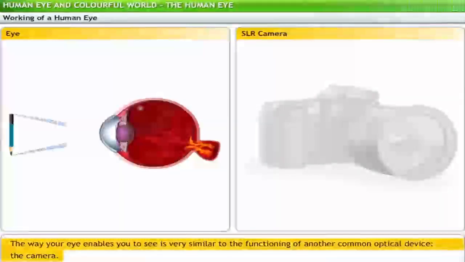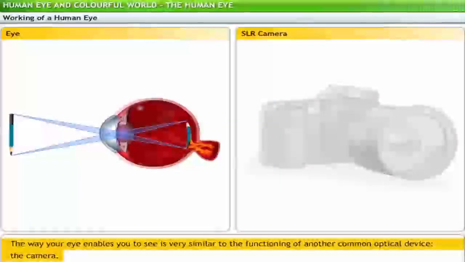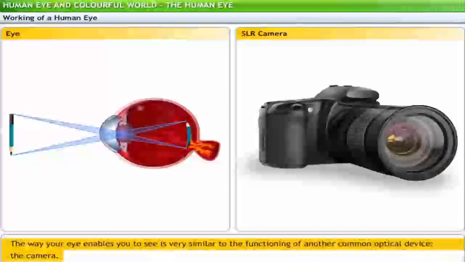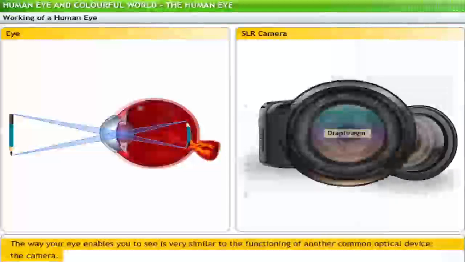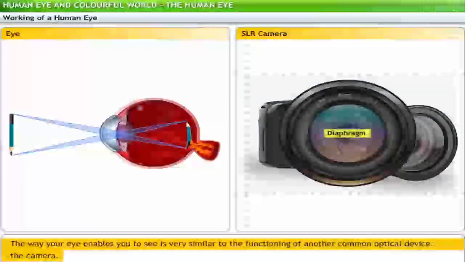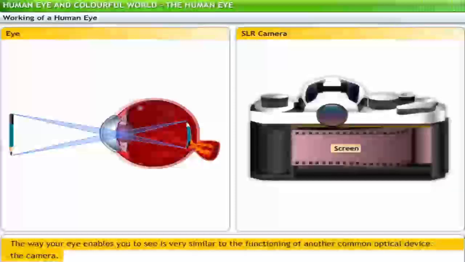The way your eye enables you to see is very similar to the functioning of another common optical device, the camera. To form images, all SLR cameras use the same principles of refraction of light rays by lenses and interpretation of colors and brightness. Similar to the iris in the eye, a camera has an iris diaphragm to control the light entering the camera. The screen that contains a photographic film in a camera is similar to the retina in the eye.